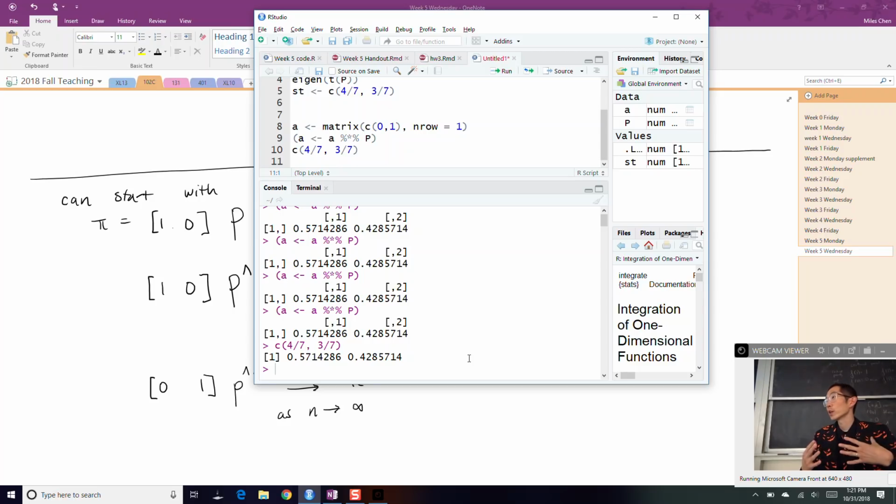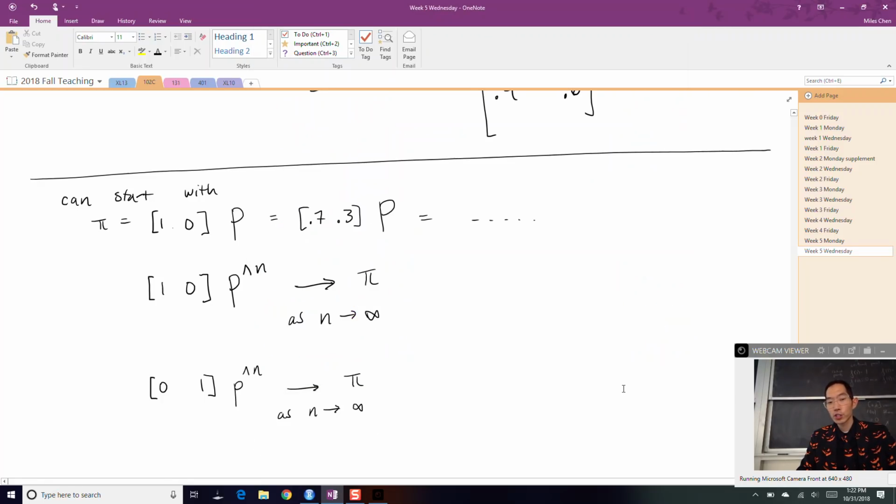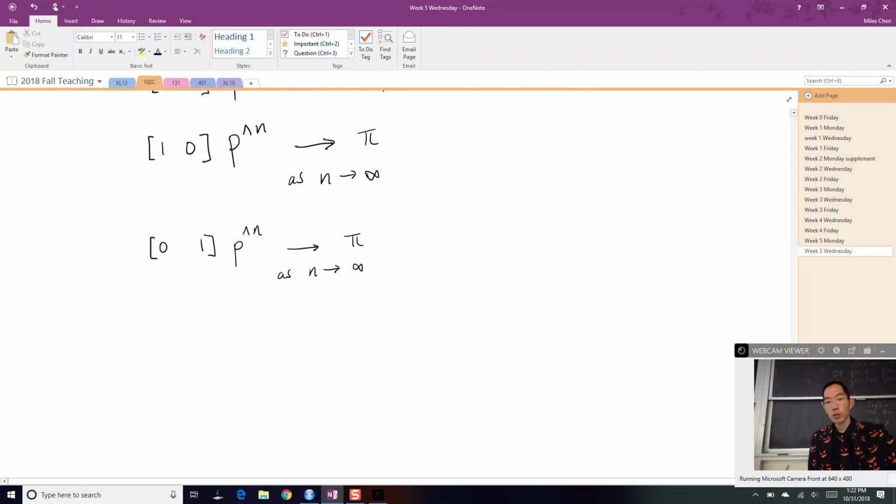but it applies for other distributions with a lot more states. So no matter how crazy or bad your starting location is, your starting distribution, as you apply the transition matrix, as you continue drawing values from this Markov chain, it converges to the stationary distribution. Okay, and that's what the ergodic theorem states.